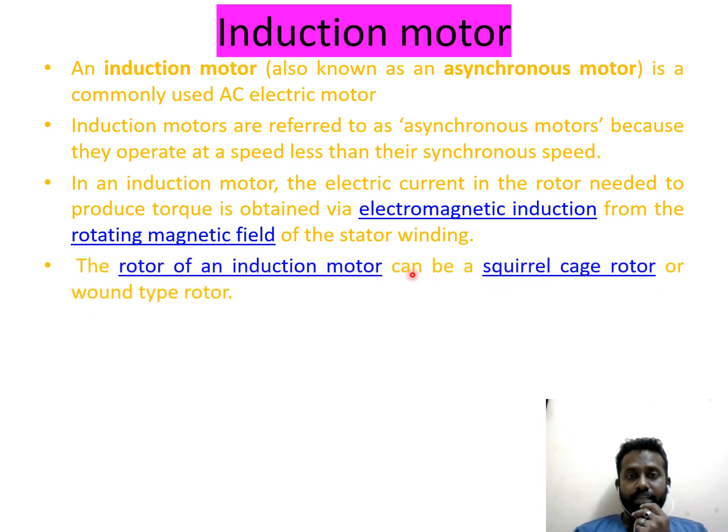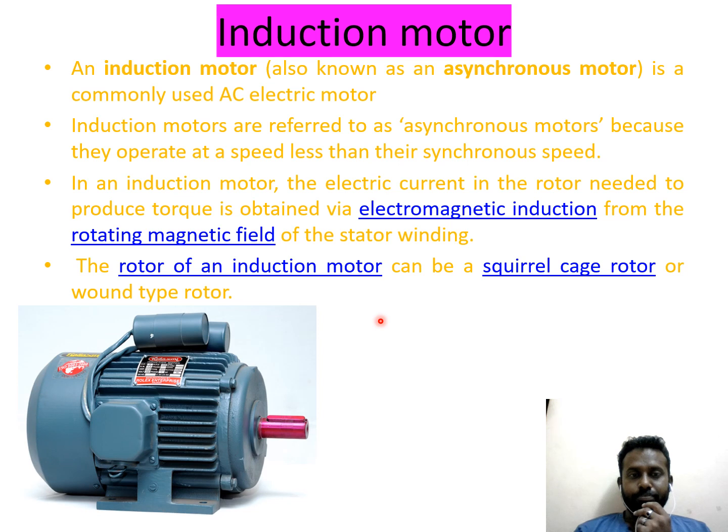The rotor of an induction motor can be squirrel cage or wound rotor type. Two types of rotors, squirrel cage and wound rotor or slip ring induction. So this is the general induction motor, the practical one that we see in most applications.